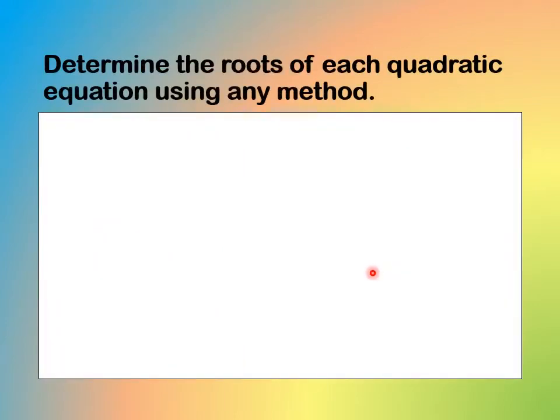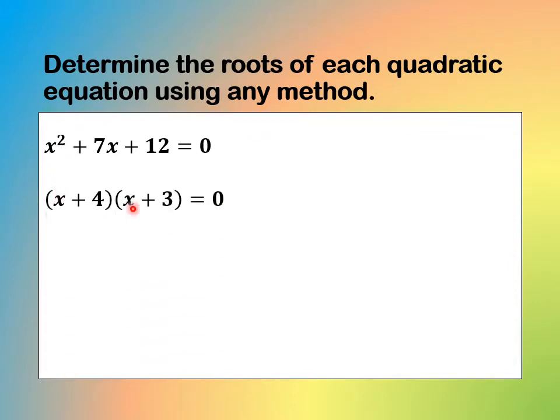Let's have another activity. So, determine the roots of each quadratic equation using any method. Okay, let's have x squared plus 7x plus 12 is equal to 0. So, we can use here factoring, completing the square or quadratic formula. So, if we will use factoring, so factor out x squared, we have your x and x. So, factor ni 12 na kapag inadd natin ay 7. So, we have 4 and 3. Kasi 4 plus 3, that is 7. 4 times 3, that is 12.